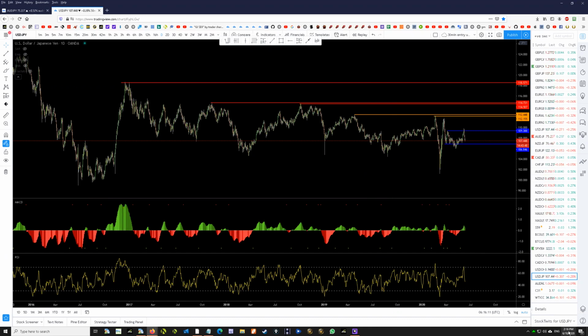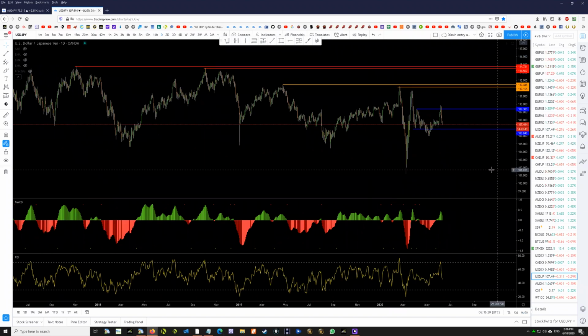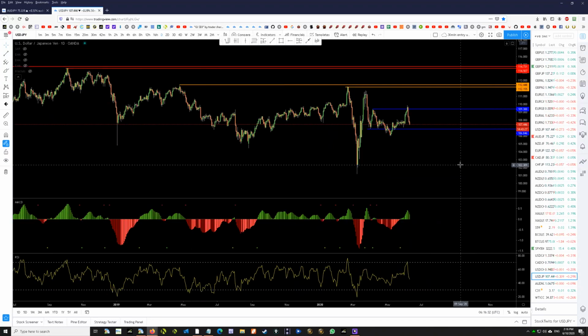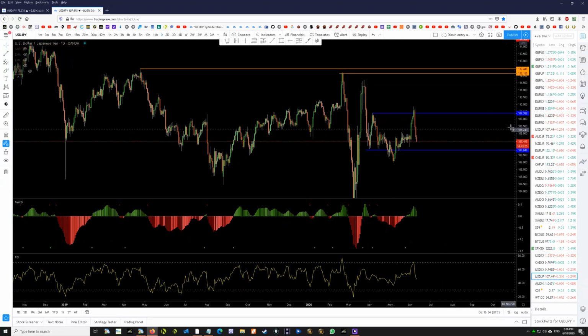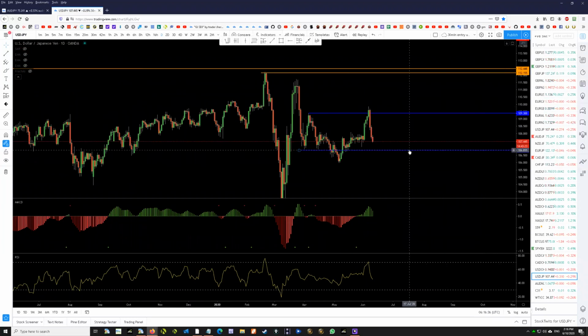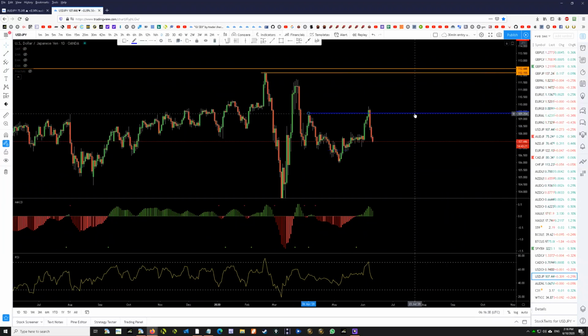I'm going to be looking at a couple of charts. First, probably today we'll look at the dollar yen. Today we focus on some of the yen pairs. Okay, let's go look at the yen pairs. Let's just see what's going on.